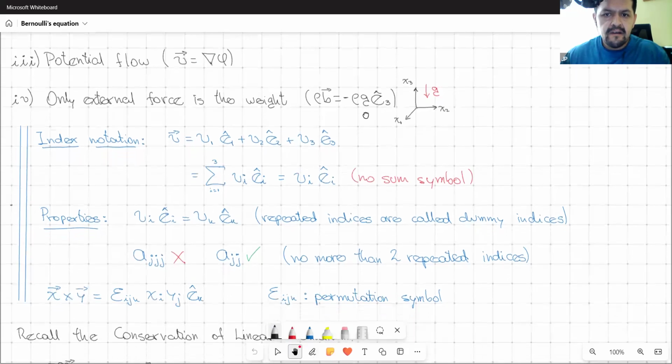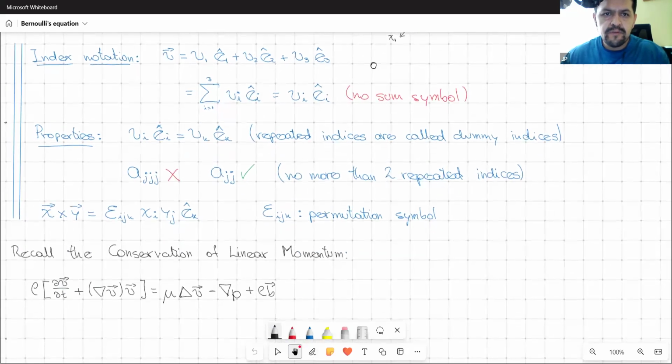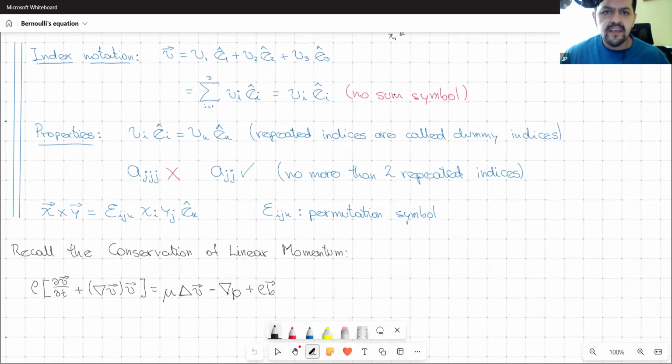Okay. A very important tool that we will use for this derivation comes from index notation, something called Einstein's notation. It is a notation that simplifies the way we treat sums. So think of it this way. You have a vector that can be expressed as the sum of its components, the coefficients times the unit vectors along the main directions of the flow. This is, of course, a case of a 3D flow.